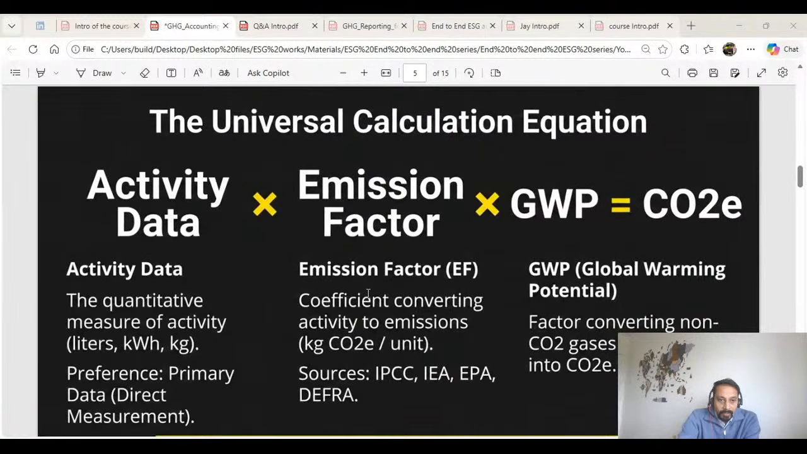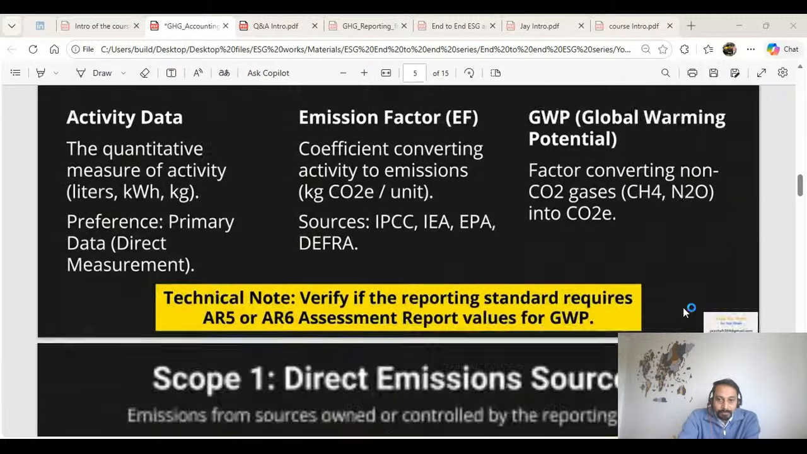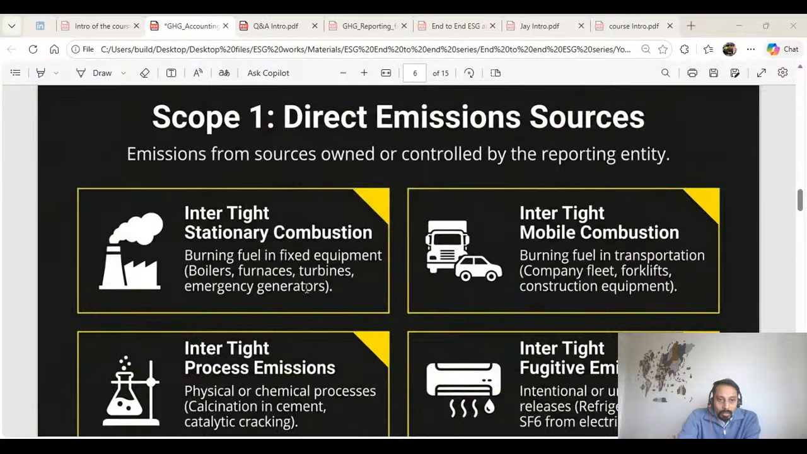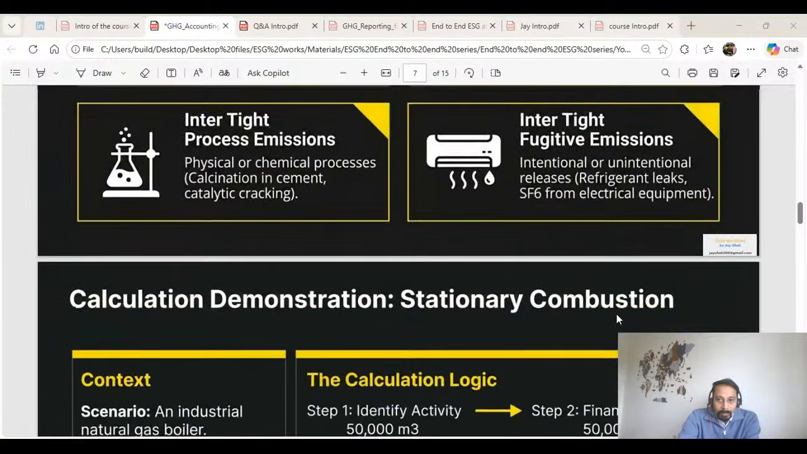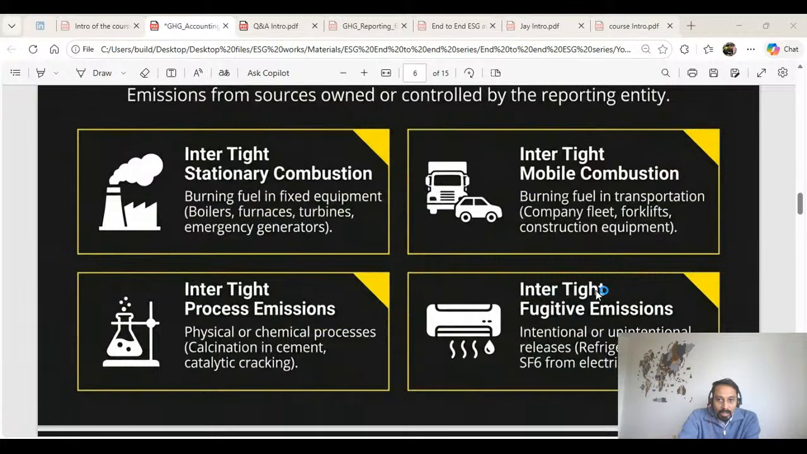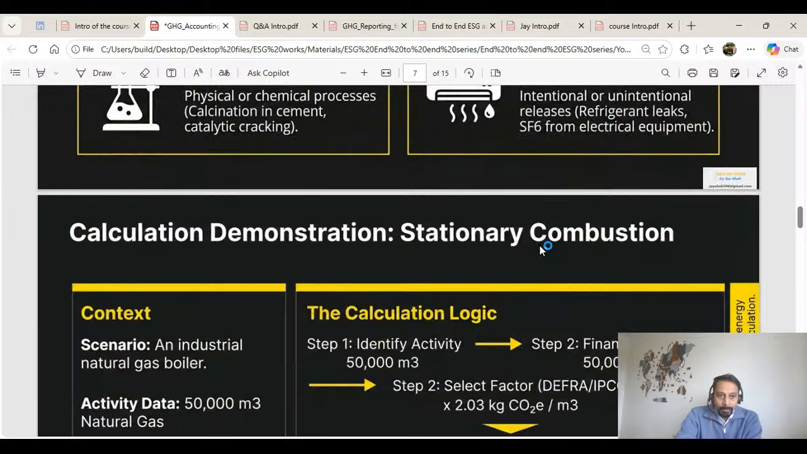Then definitely, this is the core formula: activity data, emissions factor, GWP, and always confirm whether you are using AR5, which is the Assessment Report 5 from the IPCC, or AR6 GWP values. That is very important. I will also show you the difference in a quick manner. Scope 1 includes stationary combustion, mobile combustion, process emissions, and fugitive emissions, that is refrigerant leaks or any kind of thing, mostly SF6-related electrical equipment leakage. So you have to understand that side.